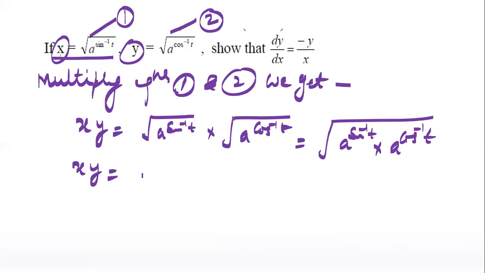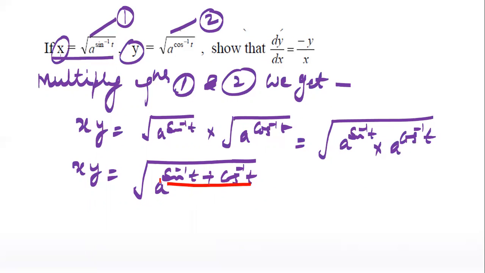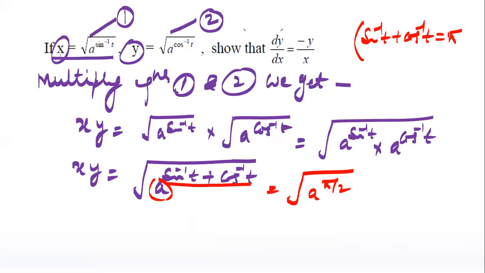We can write it as, in multiplication, if base is same, we know the rule of exponents: sine inverse t plus cos inverse t. And we also know that sine inverse t plus cos inverse t, inverse trigonometric function, its value is pi by 2. Substituting this value, now we have the simplified form. Say this is equation number 3.